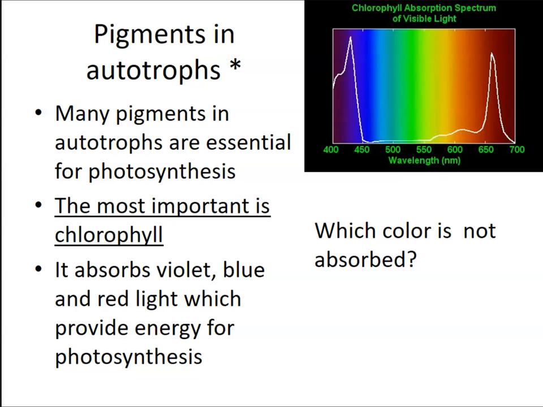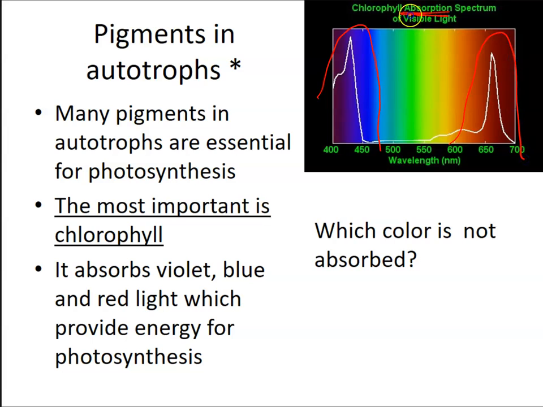Some extra information for you. There are many pigments in autotrophs which are essential for photosynthesis, and the most important one is chlorophyll. Chlorophyll is actually the pigment that absorbs certain wavelengths of light and reflects certain wavelengths of light in order to allow photosynthesis to happen. So because chlorophyll is green, it's actually going to reflect green light, and it absorbs things in the blue, purple, and red spectrum.